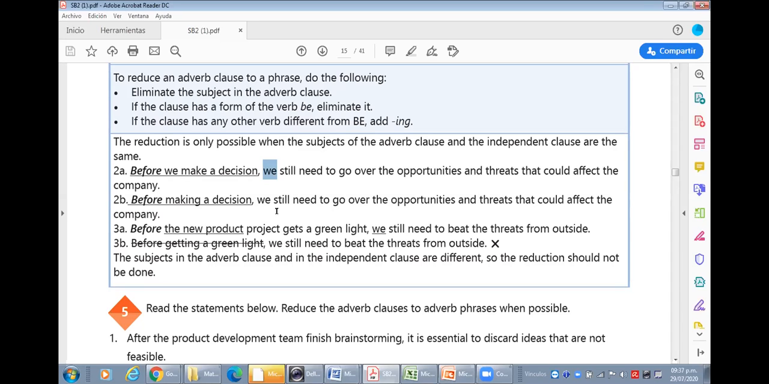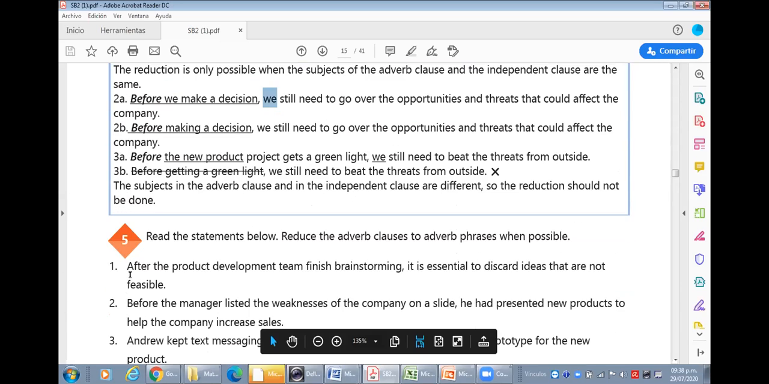Making. Before making a decision, we still have to go over the opportunities and threats that could affect the company. Is that clear? Yes, it's okay. Very good. Now let's go to exercise 3A.